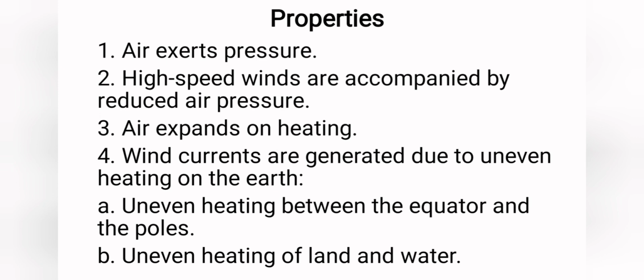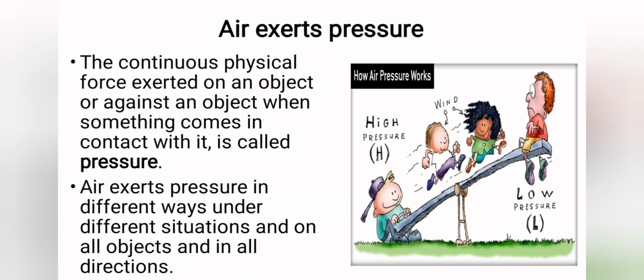First of all, the first property is air exerts pressure. Second, high-speed winds are accompanied by reduced air pressure. Third, air expands on heating. Fourth, wind currents are generated due to uneven heating on the earth. Means uneven heating between the equator and the poles, or uneven heating of land and water. First property, air exerts pressure.